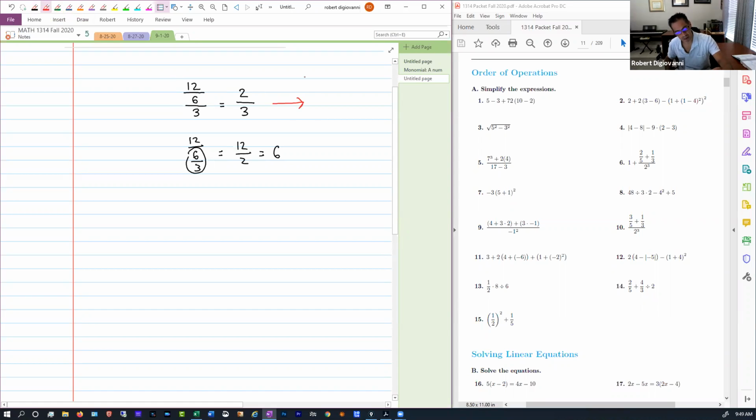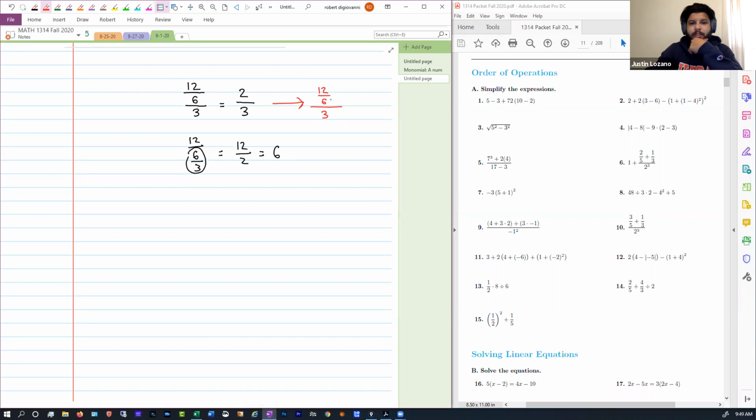If I wanted you to actually do that one, which means the 12 divided by 6 first, then I should have written it this way: 12 divided by 6 divided by 3. What's the difference? It prioritizes the 12 divided by 6 first. What did I do to make you know that? What's the change in the notation? The line is smaller. That's right. It's the size of the line.